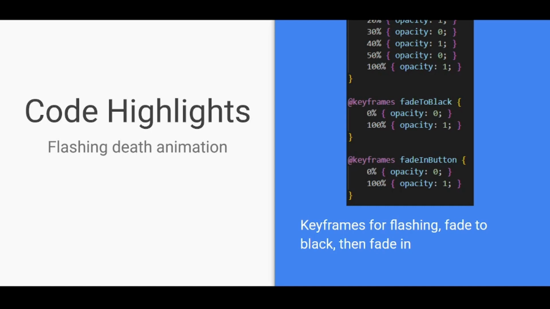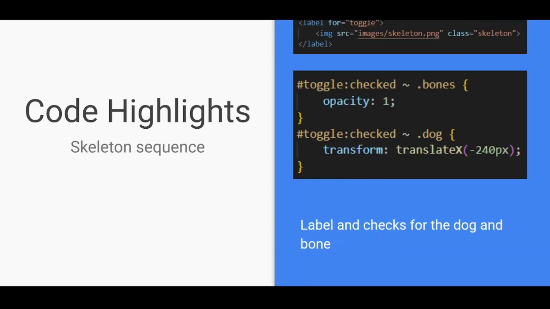And a code highlight, this is showing the flashing. So at 0% it's 0, 20 is 1, 30 is 0, and it keeps repeating. And fade to black basically fades the screen to black, and the fade in button fades in the try again button, which you will see in the demo.